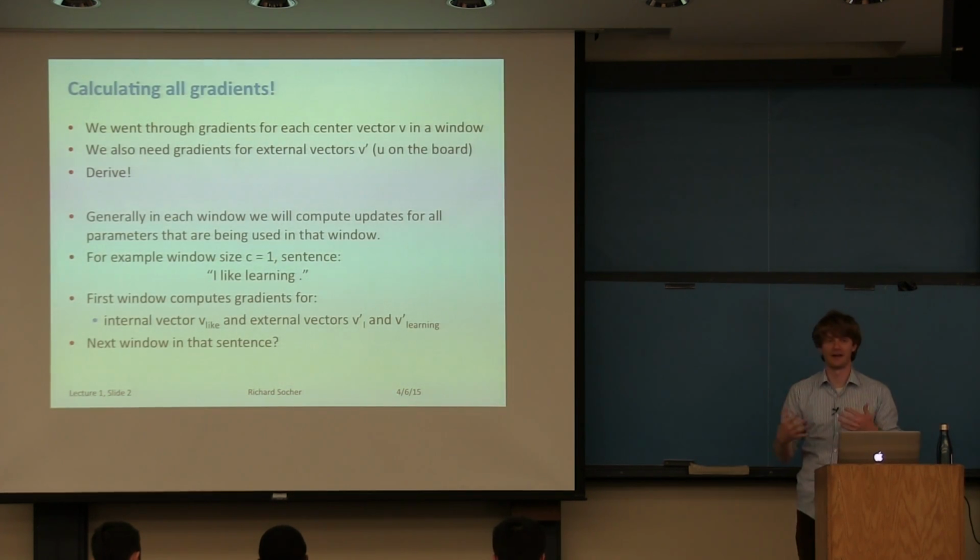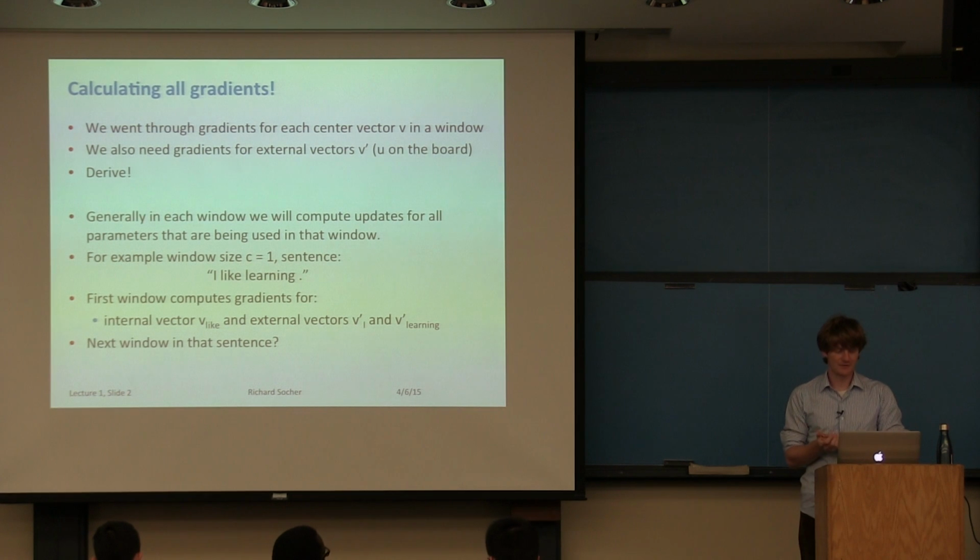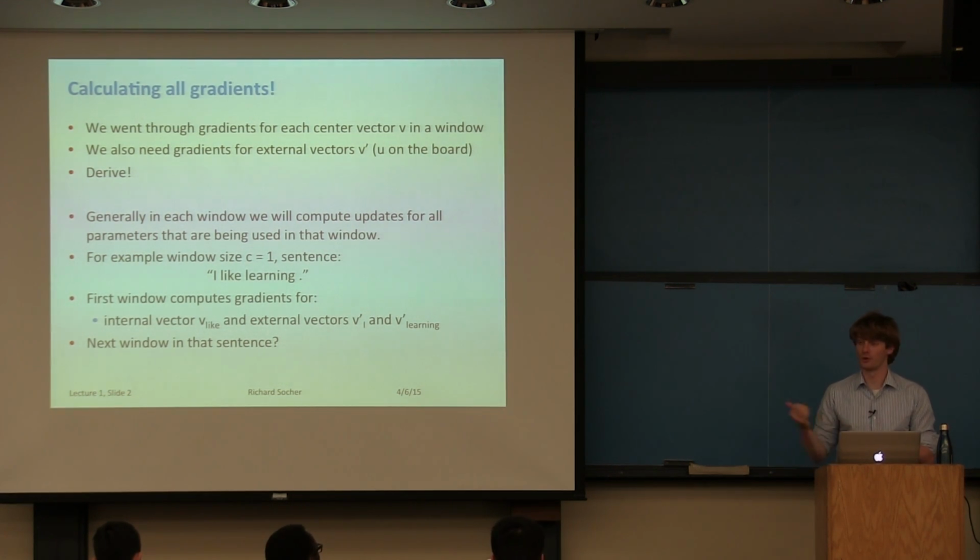But of course, and sorry for not mentioning that earlier, we have to calculate the gradients of all the vectors in any window. While we just went through the gradients for each center vector, we also of course need the gradients for all the external or outside vectors, v prime or u on the board in the equations that we wrote. That will be an exercise for you to derive those equations. It's a very similar process, and it'll get you started on derivations of these kinds of models. Generally, in each window, we will compute the updates for all the parameters that are being used in that window. And that will be true for all the models going forward.